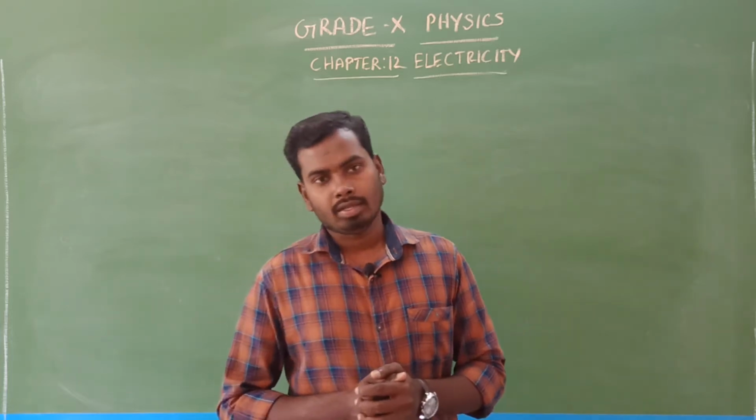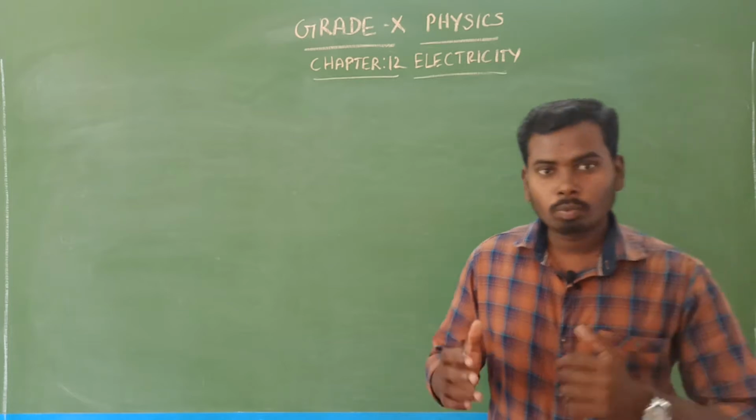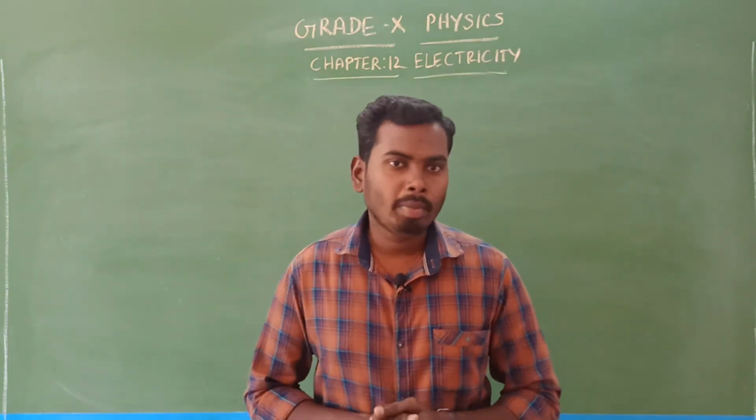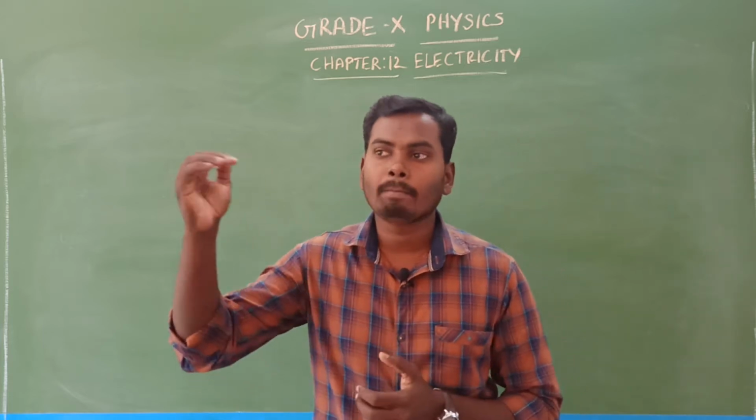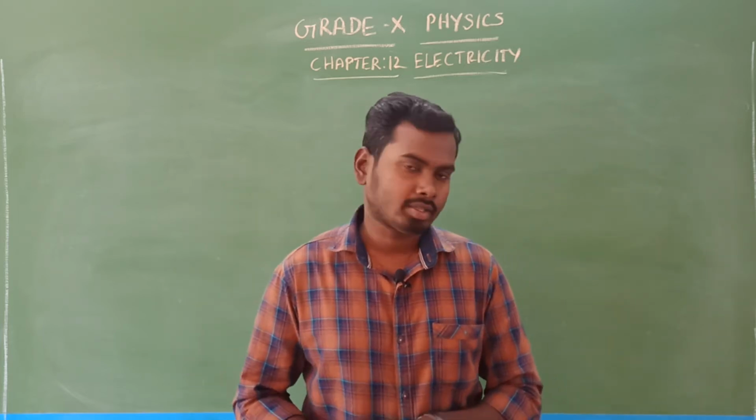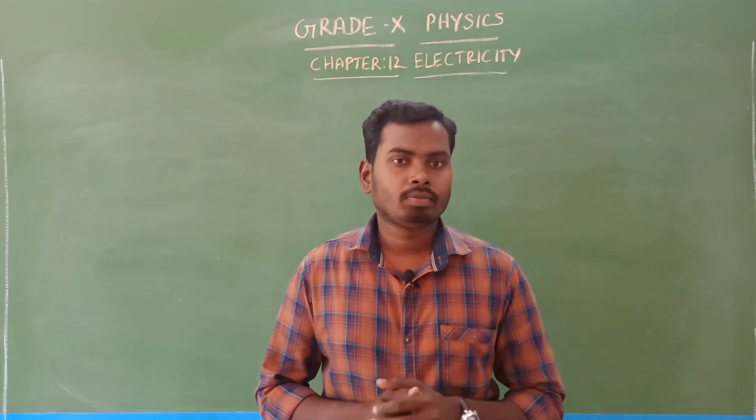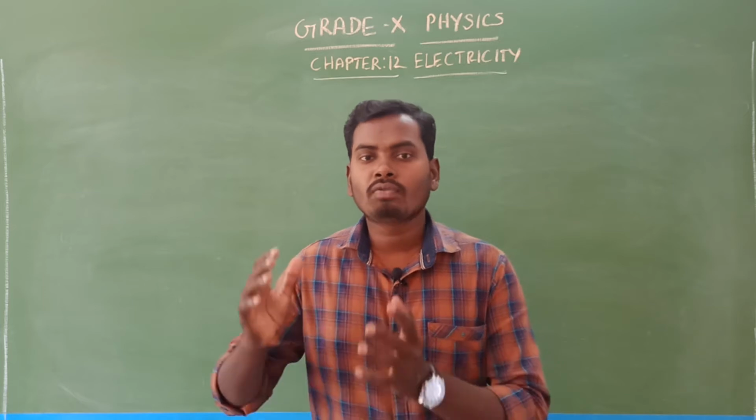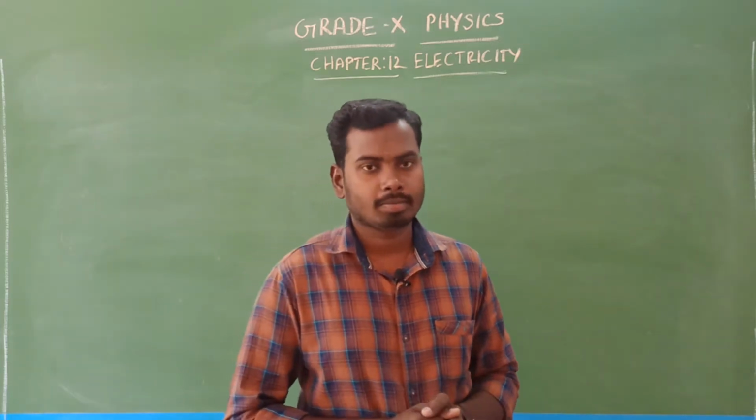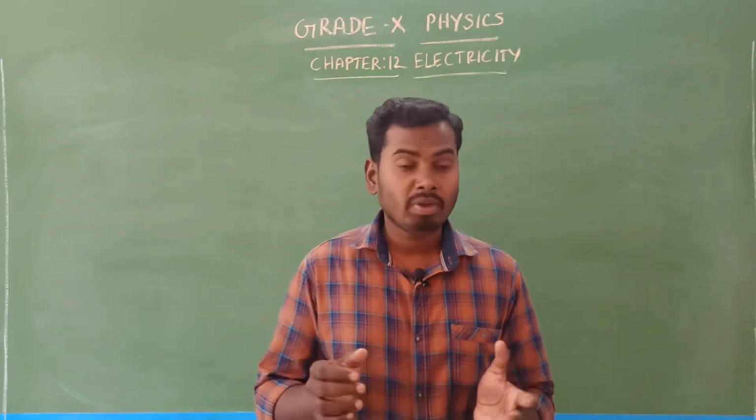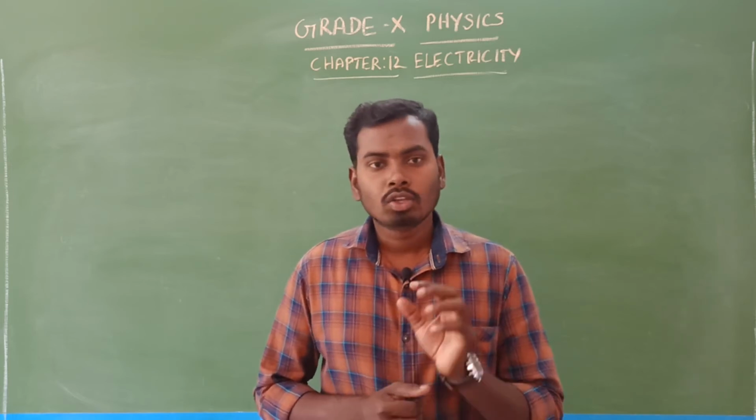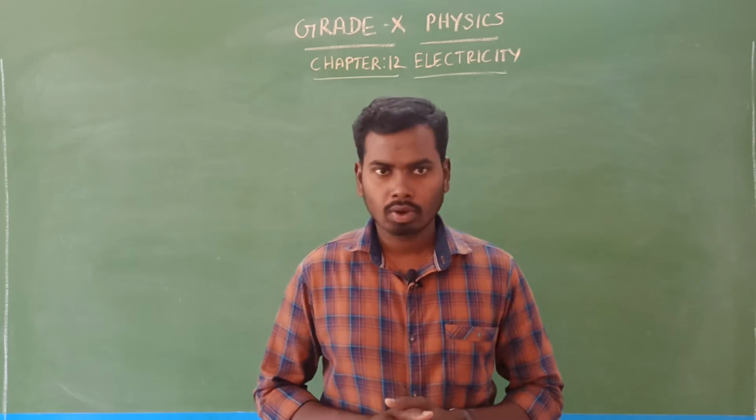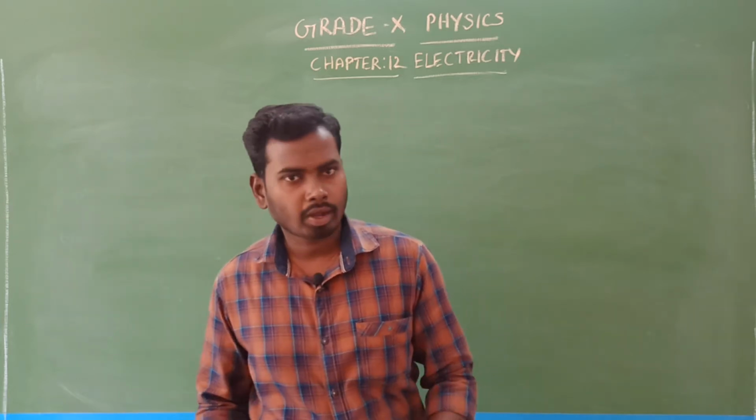So what happens to resistance in parallel combination? Yes. Look here. The reciprocal of the total resistance in parallel combination is equal to the sum of the reciprocals of the individual resistances. Am I right? Yes. So 1 by Rp is equal to 1 by R1 plus 1 by R2 plus 1 by R3, and so on. That's all.